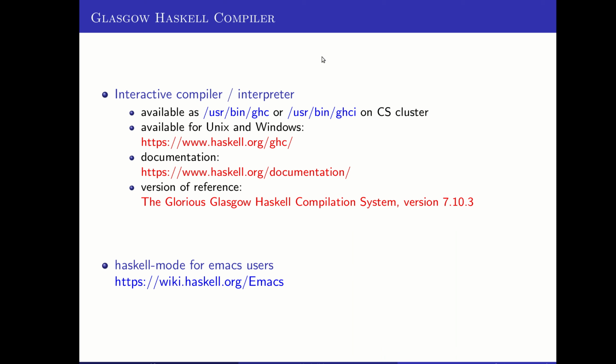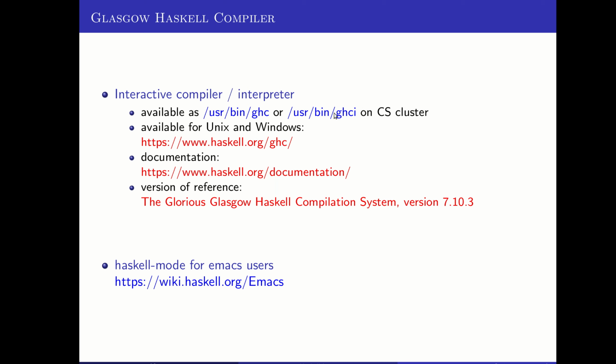So if you want to start interacting and trying to use Haskell, the Glasgow Haskell Compiler is what we'll be using in class, and it's probably the most common Haskell compiler, I believe. It's available for Unix and Windows. It has plenty of documentation around for it. We will be using version 7.10.3 as our reference. Newer versions are probably okay. There are a couple of minor differences in recent versions, but they're probably just fine for our purposes.